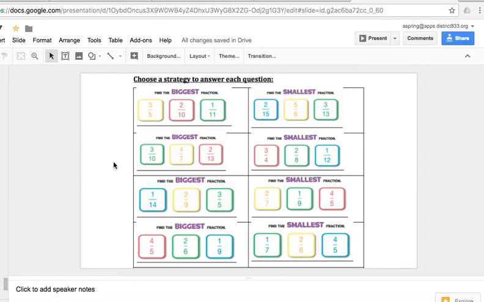All right, you guys, you can go ahead right now and pause the video, choose a strategy to answer each question. I want you to choose or find the biggest or smallest fraction based on whatever strategy you choose. And the way I want you to show me which is I want you to put an X through it. Whichever is the biggest or smallest, depending on the directions, put an X through that, and that way I will see that you are doing your job. Pause the video, come back when you're done, and I'll finish up.